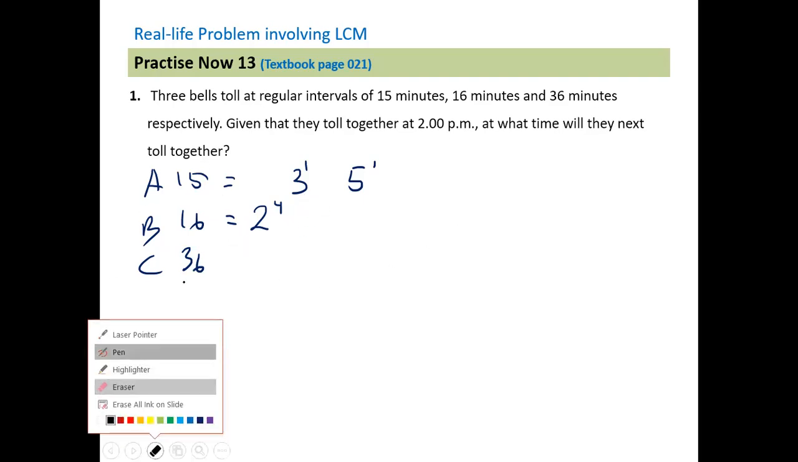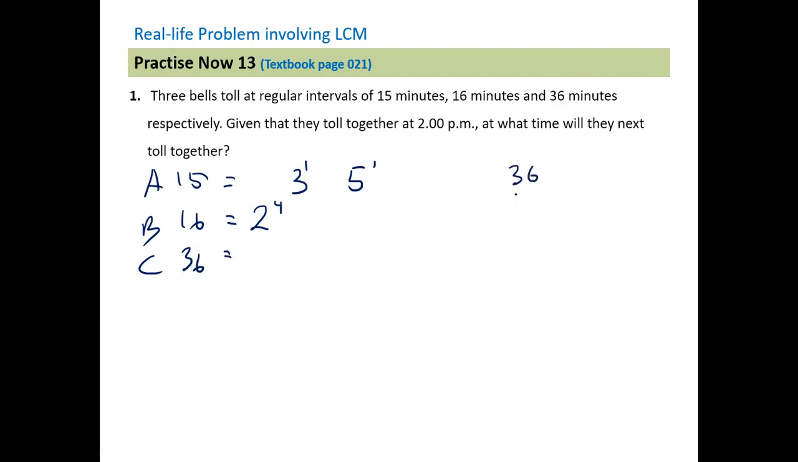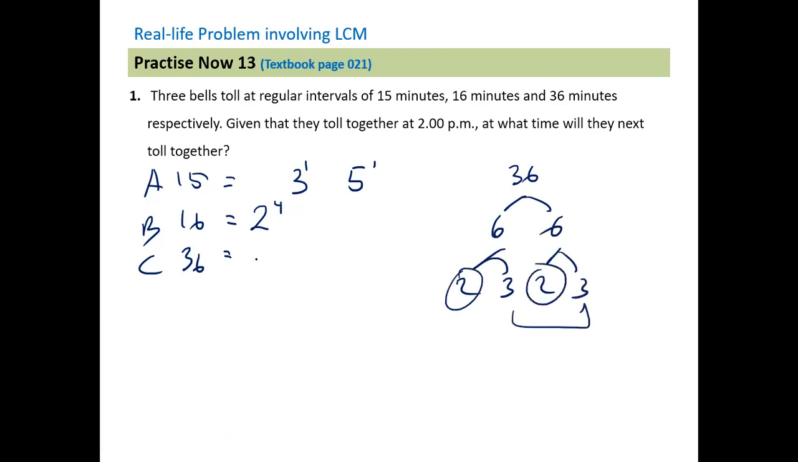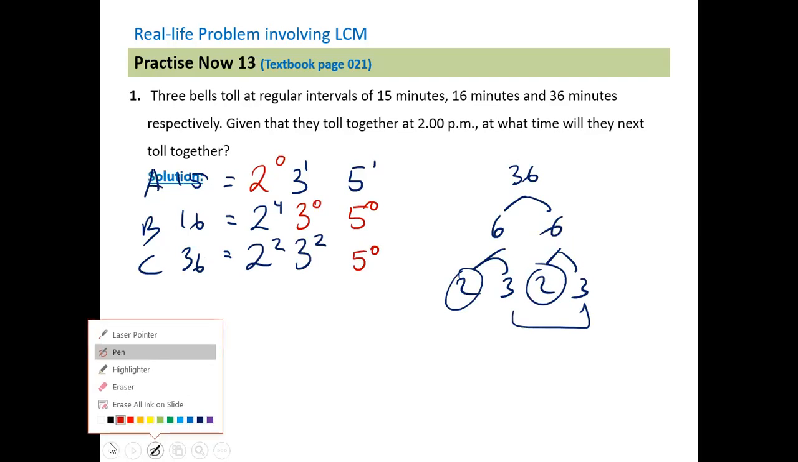How about 36? If you can do it fast, I just pick 6 and 6, and then 2, 3, 2, 3. So 2 squared and 3 squared. And if you have empty spaces like this, just write down 0. This is the place for 2, this is the place for 3, this is the place for 5. Right? So I just put the 0.